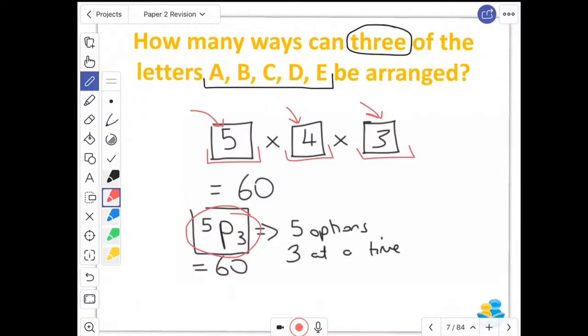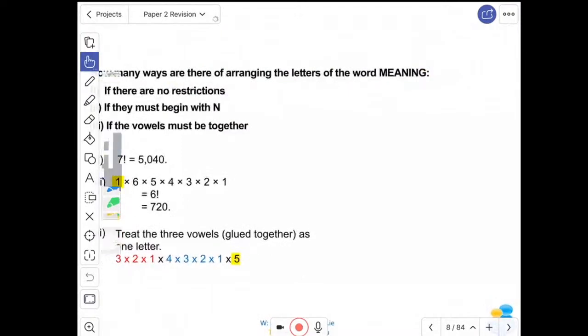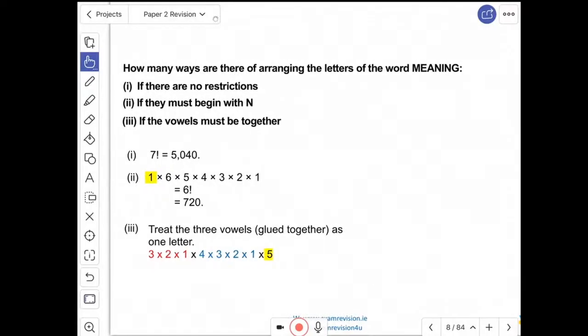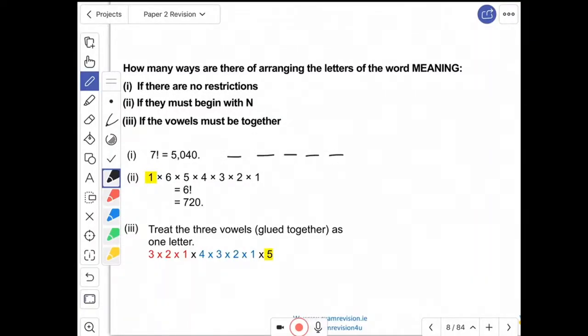So in this question then, we're being asked to look at how many ways there are of arranging the letters in the word meaning. So the first one is nice and easy, if there are no restrictions. So again, what you can think about here, you could go out and do it out. So you've got 7 seats: 1, 2, 3, 4, 5, 6, 7, and you're just going to go down through them and say, well, how many options do I have for the first one? 7, the next one 6, etc., etc.